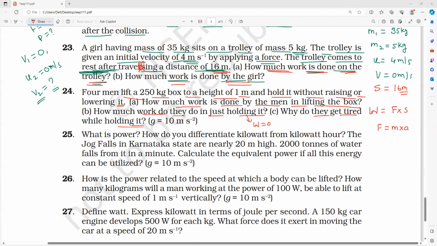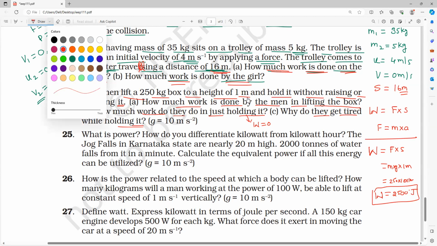Now the answers. First question: what is the work done by the men lifting the box to 1 meter height? What is the work done formula? Work done is equal to force into displacement. Displacement is 1 meter. Force is equal to mass into acceleration. Mass is 250, acceleration is 10 and distance is 1 meter. So 250 into 10, 2500. So 2500 joules. What is the work done, everyone? 2500 joules.